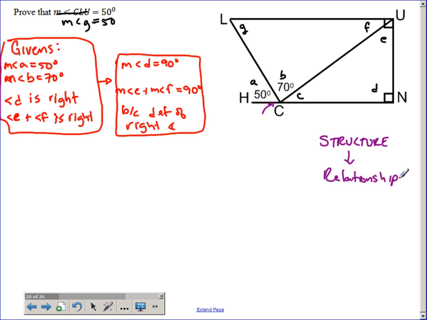Once we have that relationship, and that's mostly going to be an equation, we're going to take that relationship and then substitute and solve to find actual values, which we may use to start the whole process over again. So that's what we got to do first. We got to start with this structure.